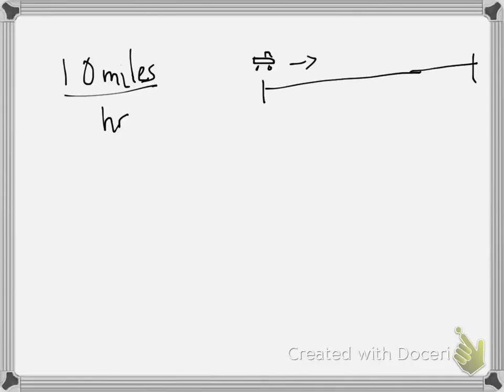Alright, so right here I'm gonna show you how to convert 10 miles per hour into time. We're gonna figure out how long it took this guy to drive 8 miles. So here you see this little car on the right hand side. Before he starts driving, he's at 0 minutes, 0 hours.